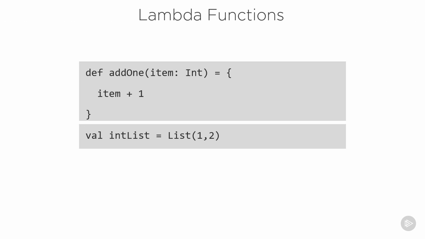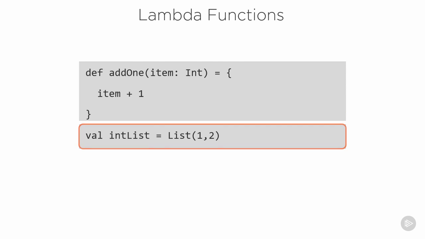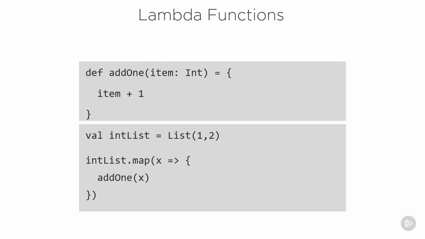So, let's see how this can be rewritten as a Lambda expression. Using the same add1 method and same starting list, we can accomplish the same transformation using list's map method. Here, map is the same as our for comprehension earlier, taking each integer in the list and mapping it through add1, resulting in the same output.